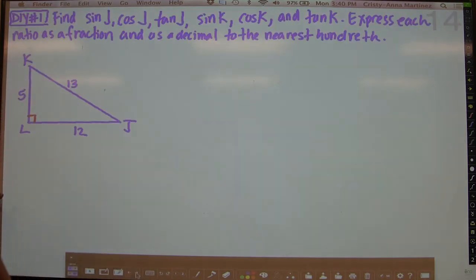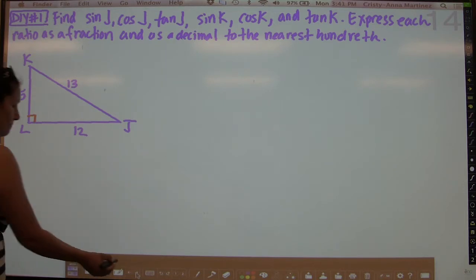So now we're going to have you do the same thing here. There are 6 parts. You want sine, cosine, and tangent for angle J, and sine, cosine, and tangent for angle K. And again, you want to express it as a fraction and also as a decimal to the nearest hundredth.